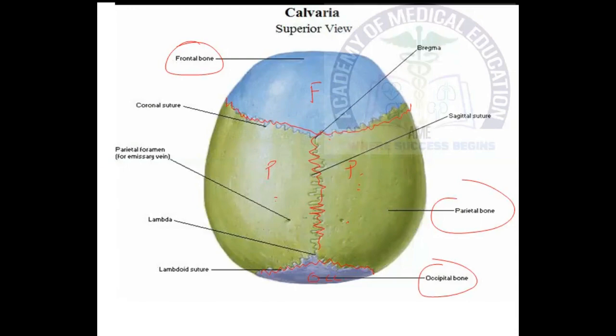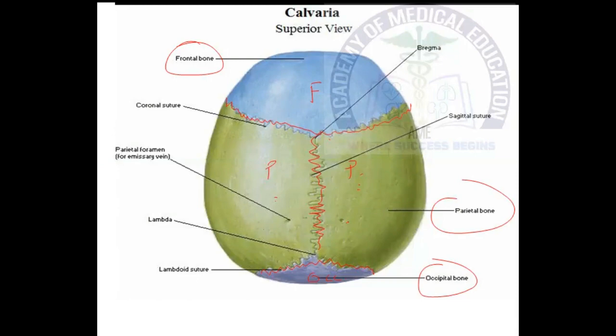And how are these bones joined? They are joined by the sutures. And then the metopic suture, which is occasionally present in about 3 to 8% of individuals.